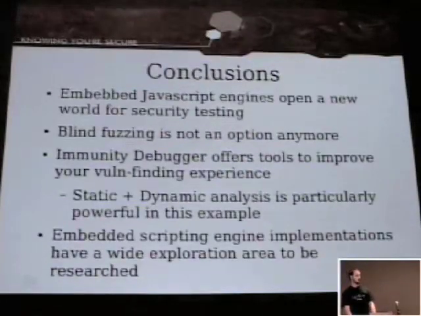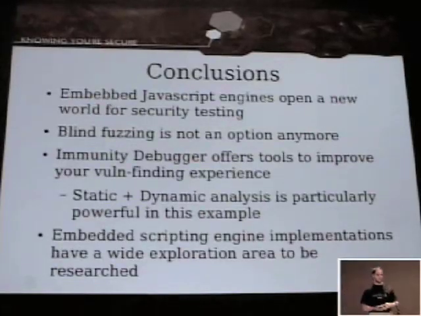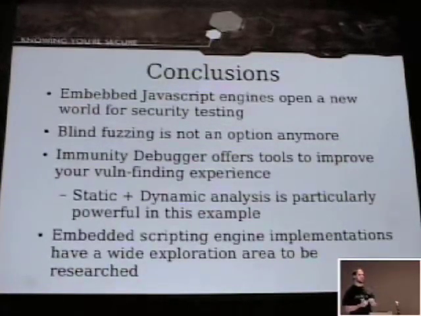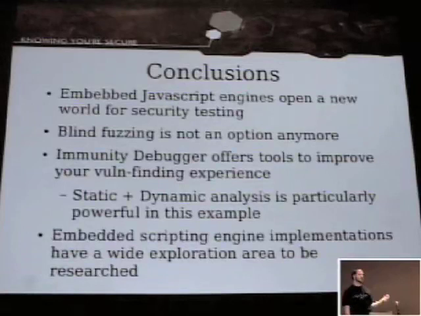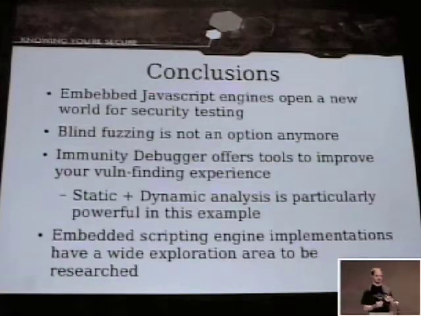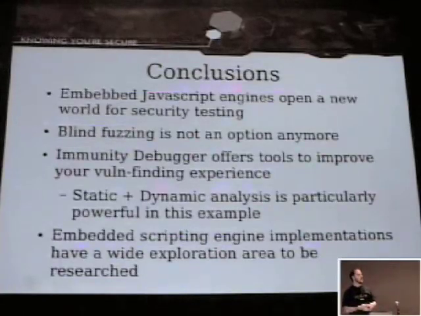Well, some conclusions. Embedded JavaScript engines are still very fertile ground. The data flow is really painful to follow, so there are not many useful tools, and not much work done in this area. And blind fuzzing is not an option because the vendor itself is using this kind of fuzzing. Immunity Debugger has tons of scripts already done for this kind of task. And I think that's all.